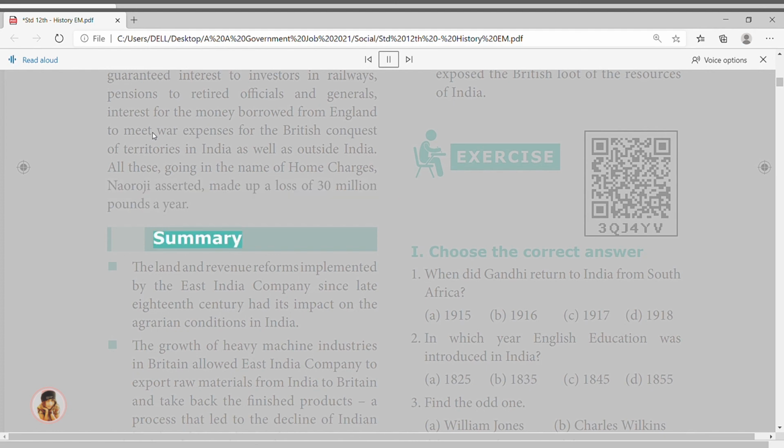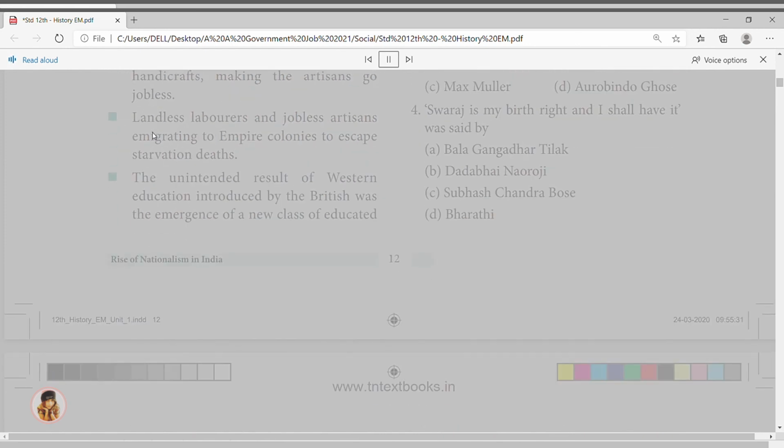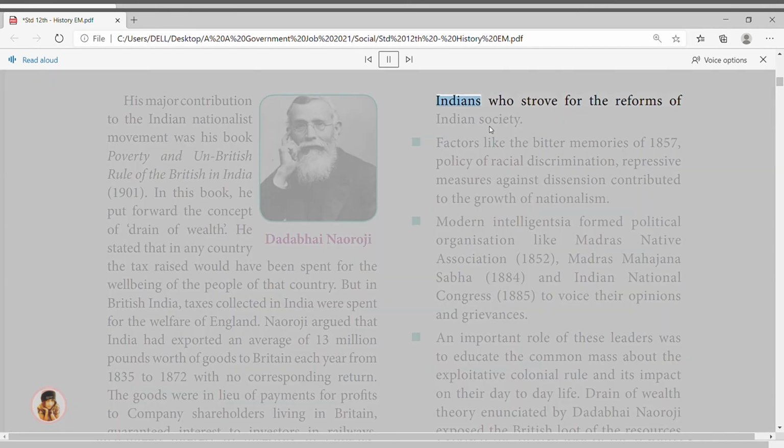Summary. The land and revenue reforms implemented by the East India Company since the late 18th century had an impact on the agrarian conditions in India. The growth of heavy machine industries in Britain allowed the East India Company to export raw materials from India to Britain and take back the finished products, a process that led to the decline of Indian handicrafts, making the artisans go jobless. Landless laborers and jobless artisans emigrated to empire colonies to escape starvation deaths. The unintended result of Western education introduced by the British was the emergence of a new class of educated Indians who strove for the reforms of Indian society.